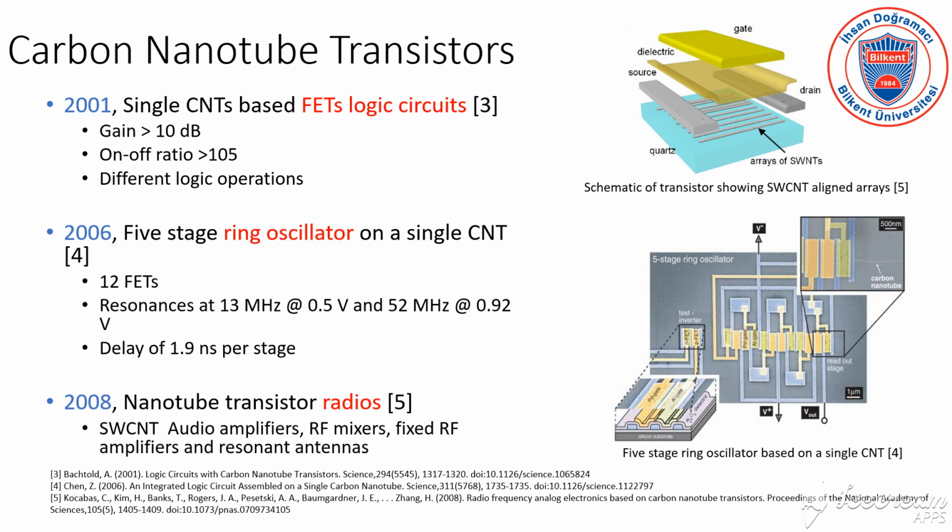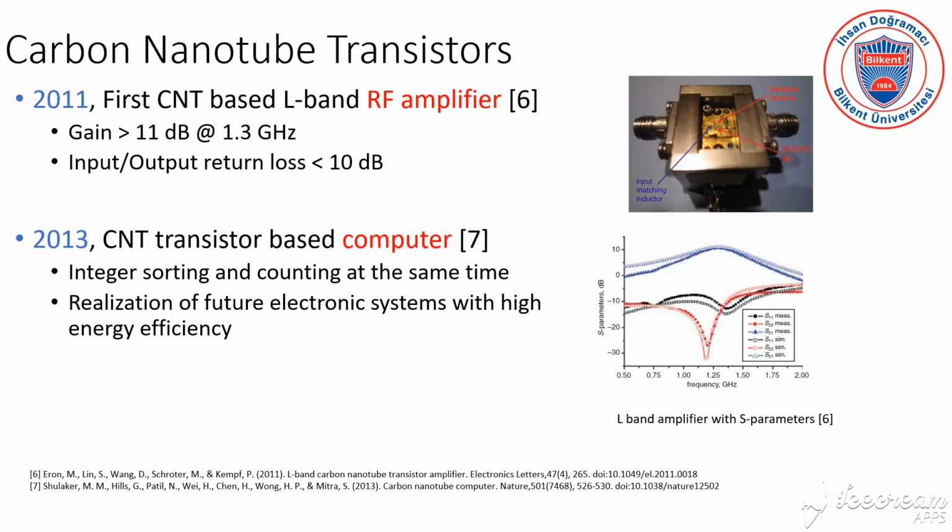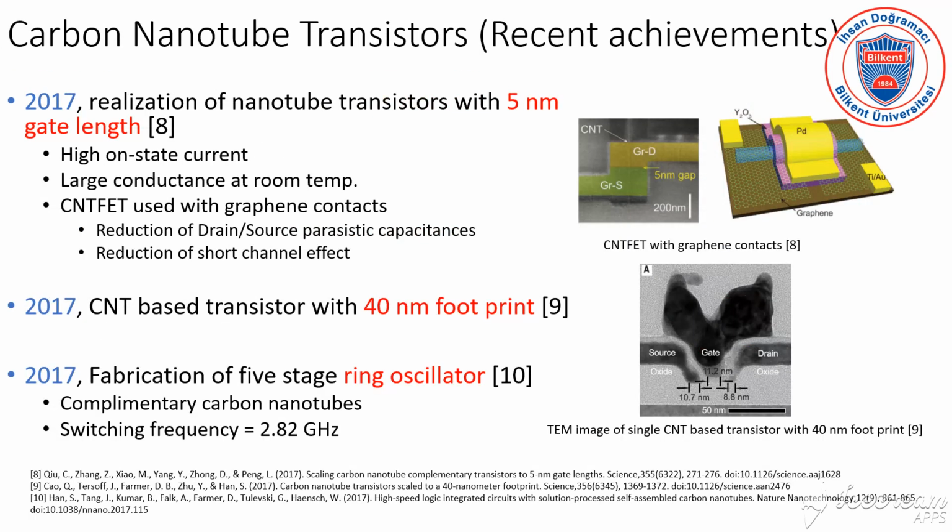In 2008, nanotube transistor radios were presented where single wall nanotube devices were used to provide the functionality of audio amplifiers, RF mixers, fixed RF amplifiers and resonant antennas. In 2011, the first L-band RF amplifier was fabricated and characterized, and in 2013, a CNT transistor based computer was presented.